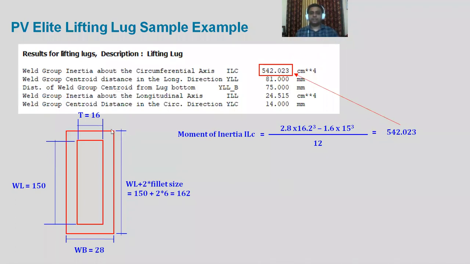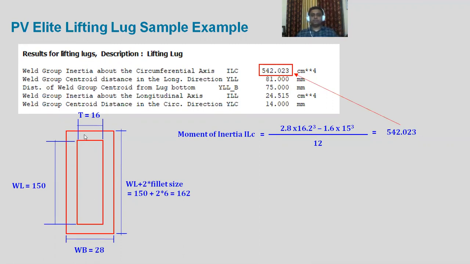So we can say for the outer rectangle, it will be 16.2 cube into 2.8, and for the inner rectangle, it is 15 cube into 1.6, all divided by 12. It will give you 542.023. If we compare, this is exactly the same value that we have seen over here. So whatever our assumption was, that assumption is correct. So 150 and 16.